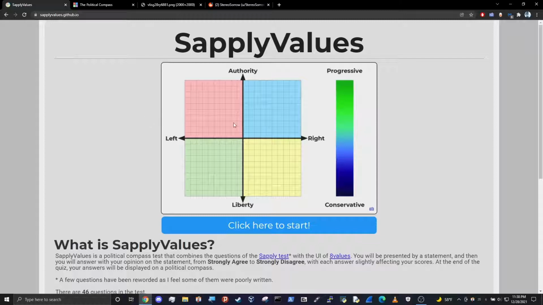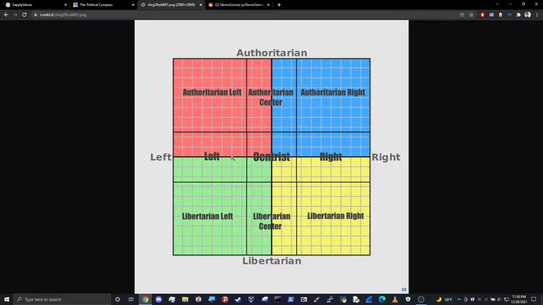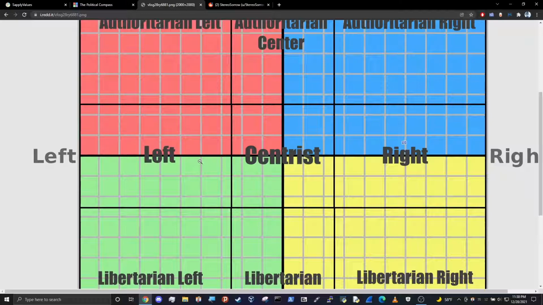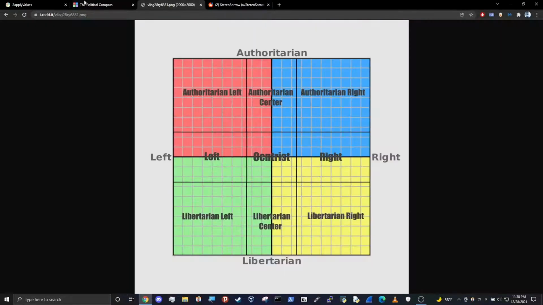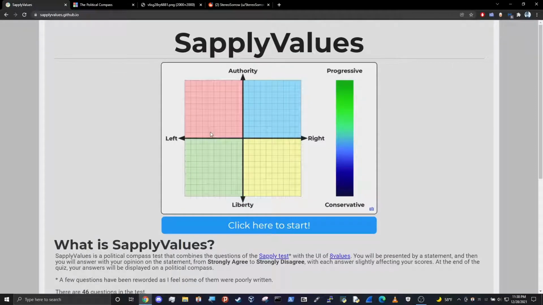At least my prediction is I know I should end up on the left. Now, for how far I end up on the left, I have no idea, and I don't think I'll wind up pretty authoritarian or pretty libertarian. I think I'm going to wind up somewhere on the line. At least if going off this image, I think I'm going to wind up right around here, I would say. But anyways, time to actually get into the test.